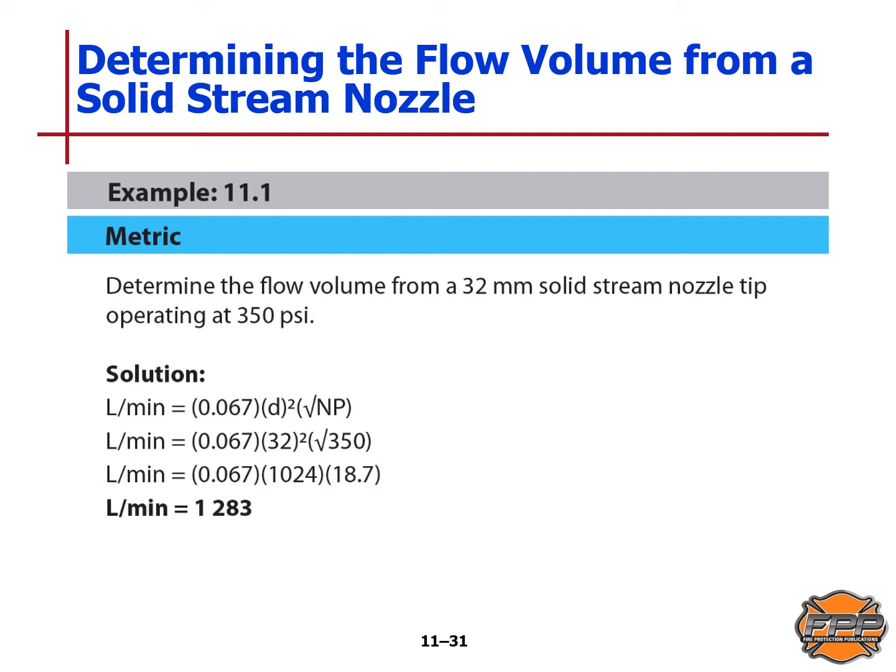Liters per minute equals 0.067 times 32 squared, that's the diameter of your nozzle tip, times the square root of 350, which is your PSI. Liters per minute, if you factor everything out in the next line, equals 0.067 times 1024 times 18.7. Again, when you multiply it all out, that gives you liters per minute equals 1,283.